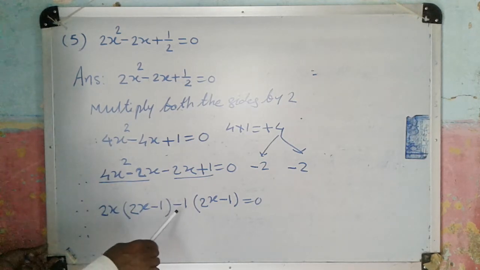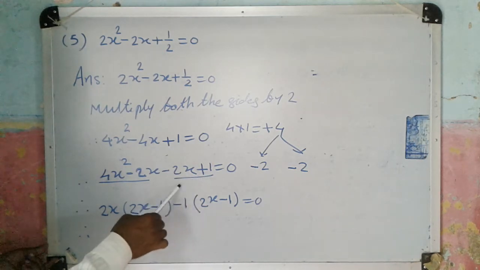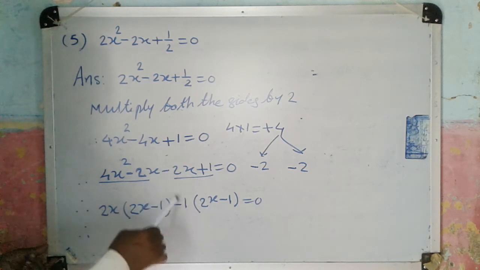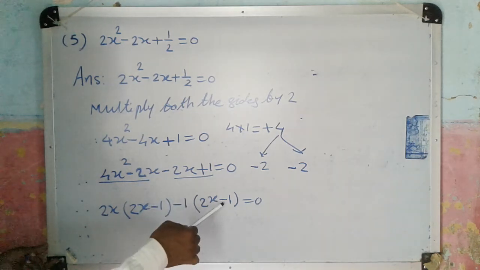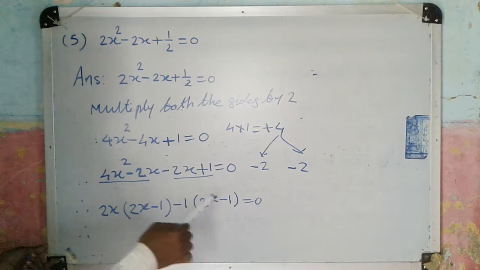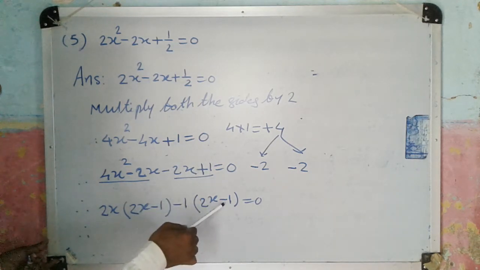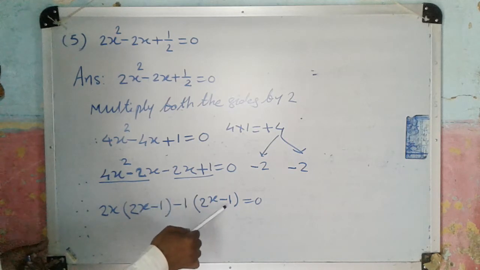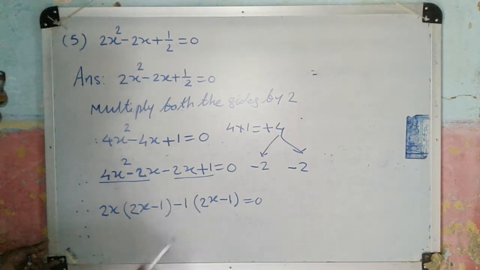Now see here, while taking the common from the second bracket, from the second group, if here is a minus sign, put this minus sign here as it is and change the sign of this last term. That means make it opposite. If here is plus, take minus, or if here is minus, take plus here. So change this sign so that both the signs should be equal.